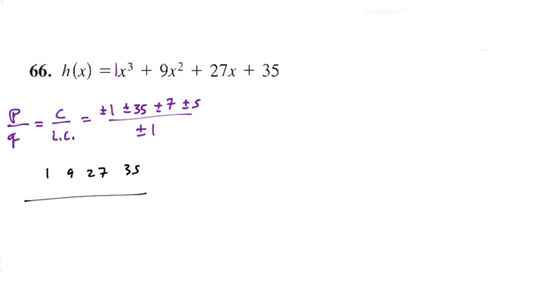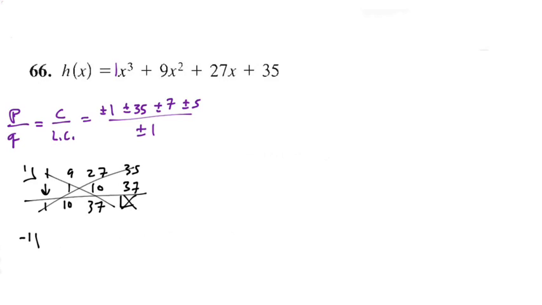What I'm going to do right now is see if one of these factors is a zero by using synthetic division. I like using synthetic division because after you do this, and it does work, you can continue factoring from where you left off. So let's try 1. I bring down the 1, and 1 times 1 is 1, and I get 10. 10 times 1 is 10, we get 37. 37 does not equal 0, so this one doesn't work.